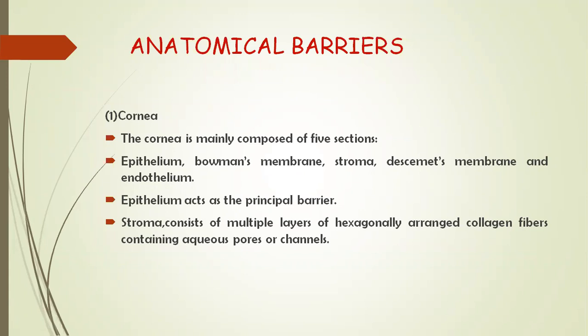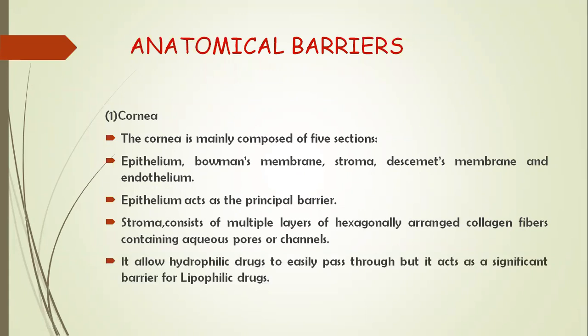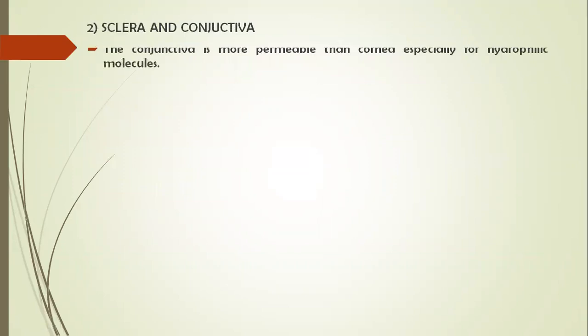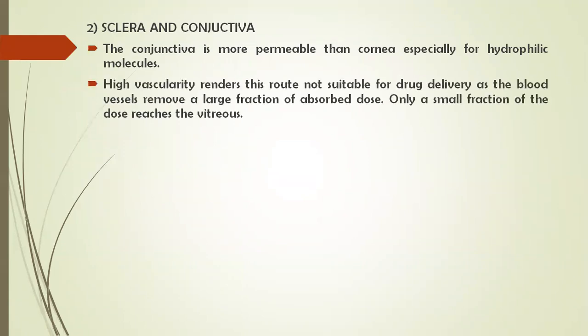Stroma consists of multiple layers of hexagonally arranged collagen fibers. It allows hydrophilic drugs to easily pass through it, but it acts as a significant barrier for lipophilic drugs. Sclera and conjunctiva are more permeable than cornea, especially for hydrophilic molecules. Its high vascularity renders this route not suitable for drug delivery as the blood vessels remove a large fraction of the absorbed dose.